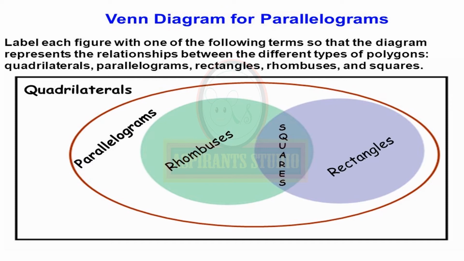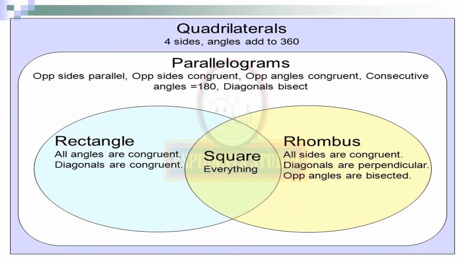Under parallelograms we have rhombuses, squares and rectangles. Rhombus, square, rectangle are all types of parallelograms. Now when you talk about quadrilaterals, it has 4 sides, 4 angles and angles add to 360 degrees. When you talk about parallelograms, opposite sides are parallel, opposite sides are congruent, opposite angles are congruent, consecutive angles add up to 180 degrees, diagonals bisect each other.